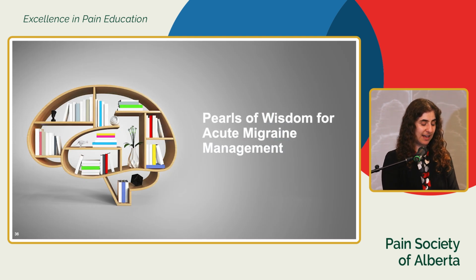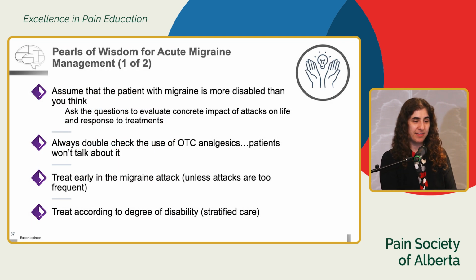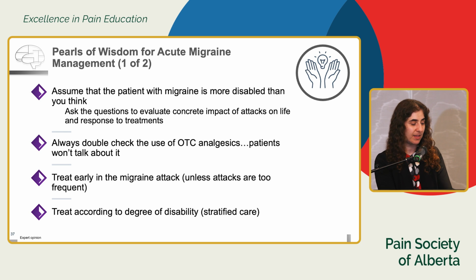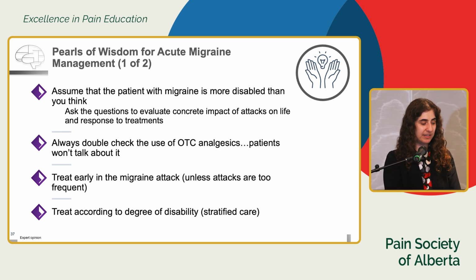All right, so just the last few slides on some of the pearls of wisdom for acute migraine treatment. So I think one important thing that we ask our patients is about their disability, but I think that patients actually often underreport their disability. So it's good to really ask, how is this affecting your function, your day-to-day function, your work, etc. So asking those concrete questions. And also asking about over-the-counter analgesics, because they will often not actually tell you how much they're taking, or they kind of forget about the Tylenol because it's over-the-counter.